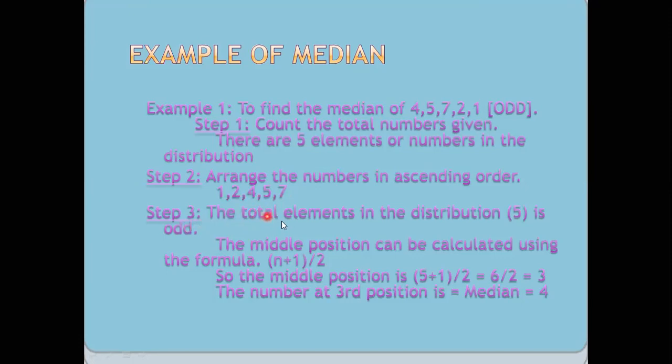Now the total number of elements in the distribution is odd: 1, 2, 3, 4, 5 numbers. The middle position can be calculated using the formula (n plus 1) by 2, where n means the total number of numbers. So 5 plus 1 by 2: 5 plus 1 is 6, and 6 by 2 equals 3. So the number at the third position is the median, which is 4.